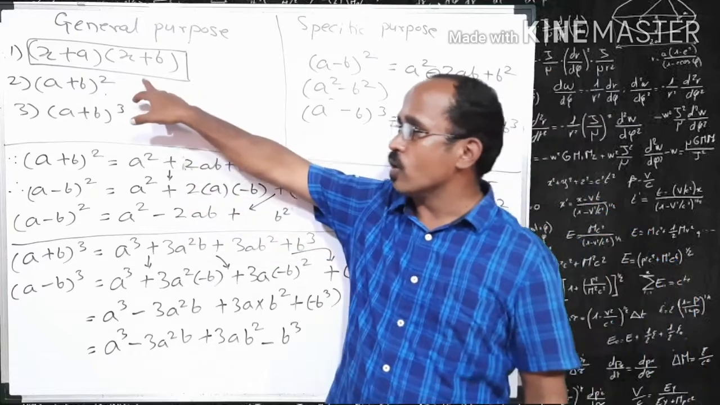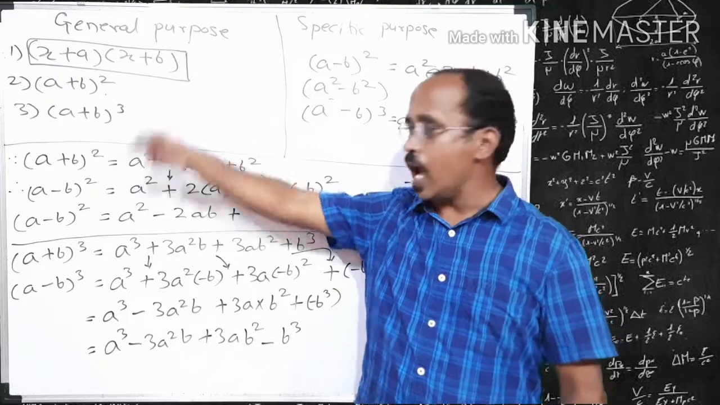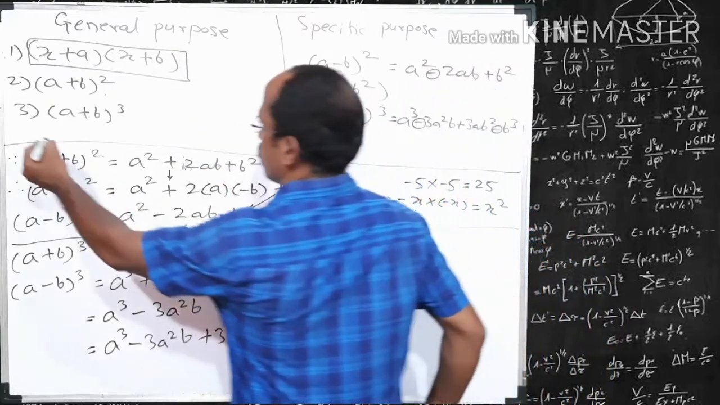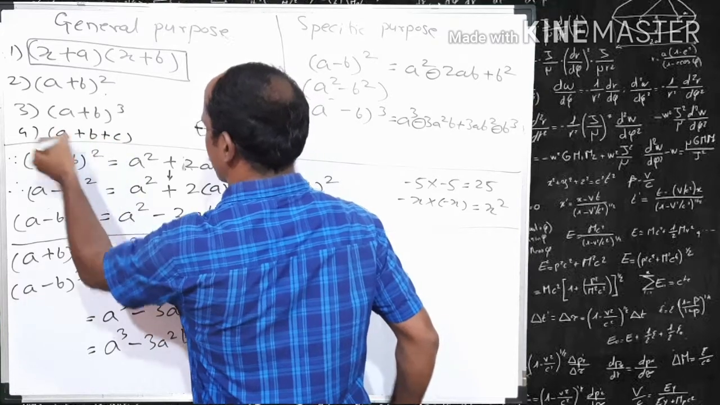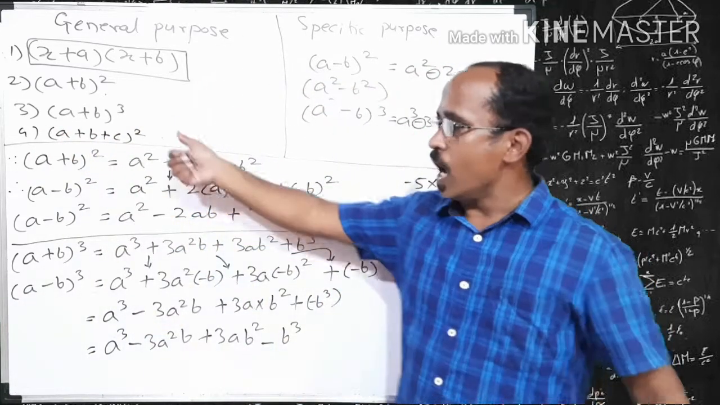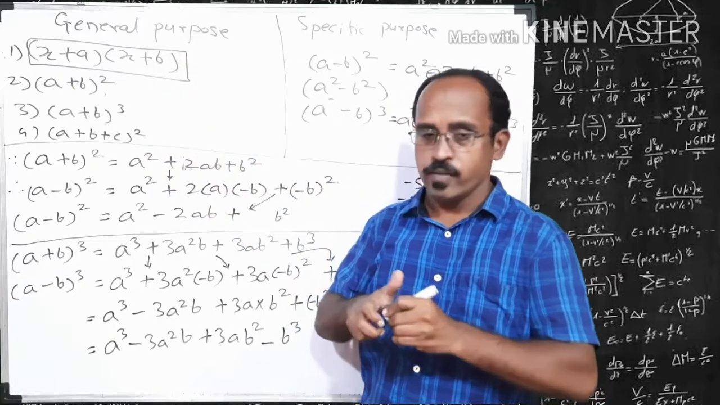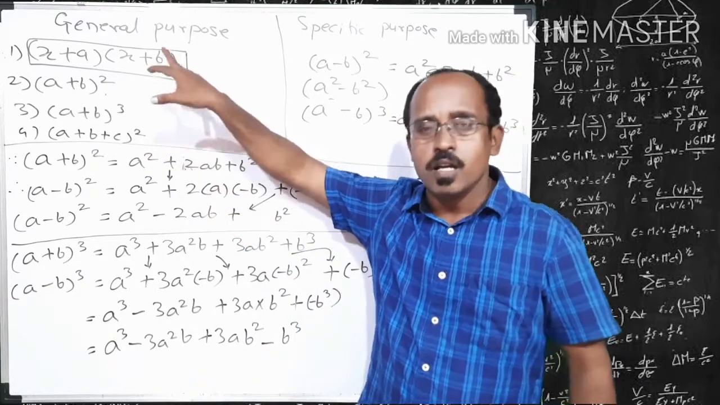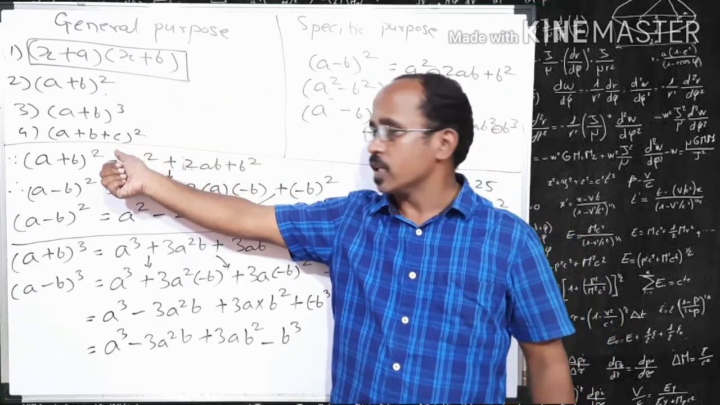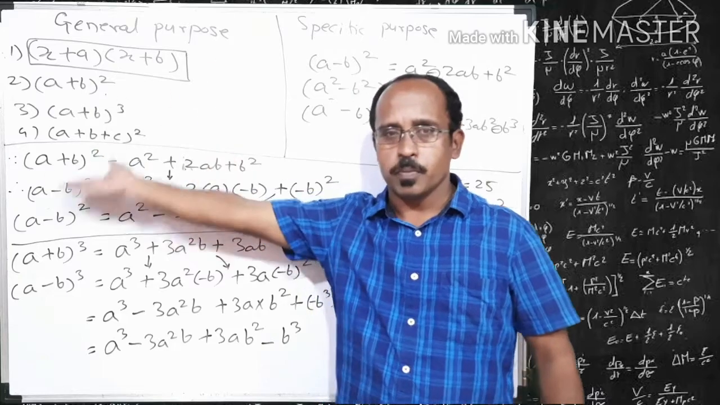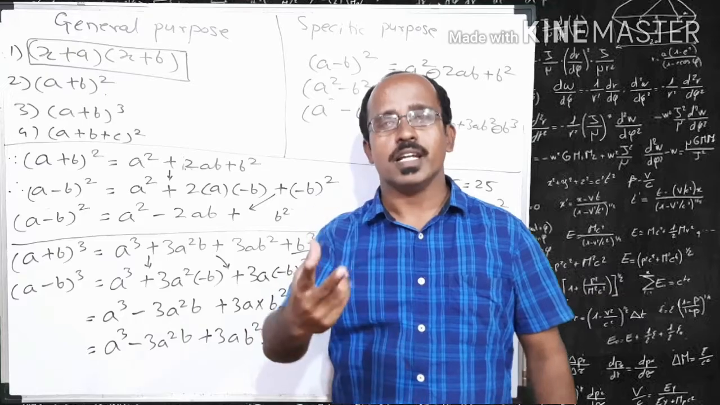Now, why are we not using this as a specific purpose formula, and what about the formula of a plus b plus c bracket square? I will answer these two questions. Why we are not using this formula as a specific purpose formula, and in which category to put this formula, general purpose or specific purpose. I will answer these two questions in the next video.